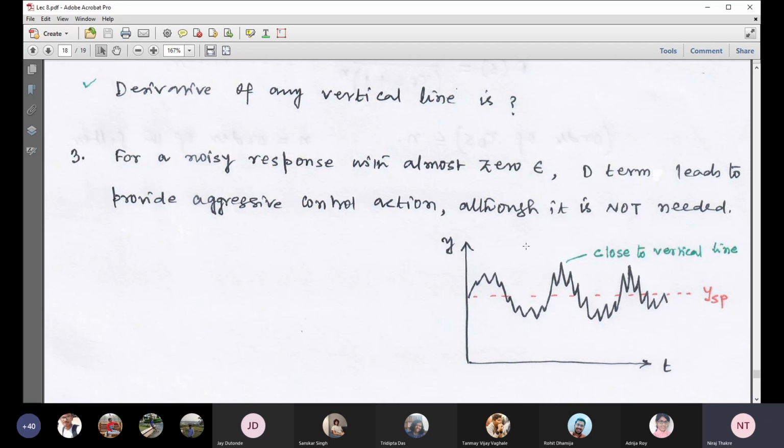Particularly if you go for industrial training and if you visit the control room for many processes, you can say almost for all processes, particularly in chemical industry, we have this type of response. Okay, and this response is basically because of the noise. Noise in the sense, suppose you are going to measure one product purity.